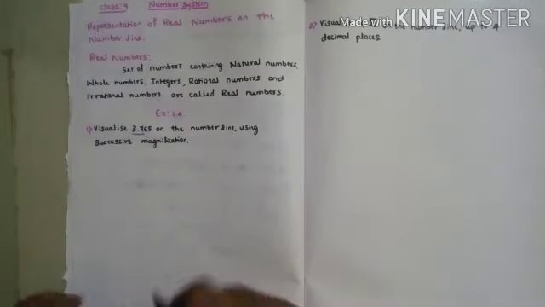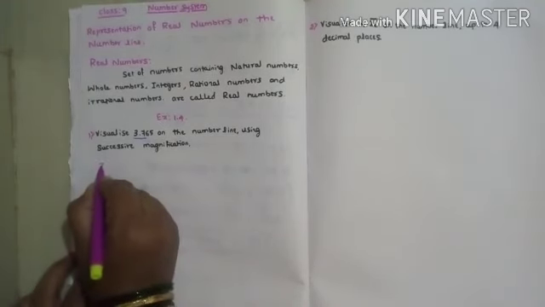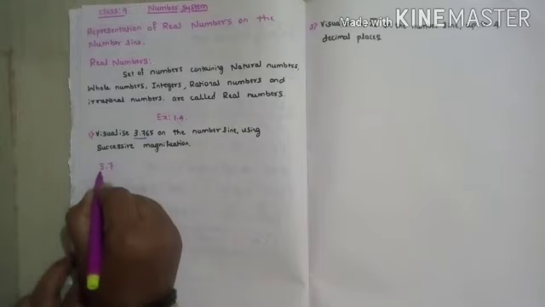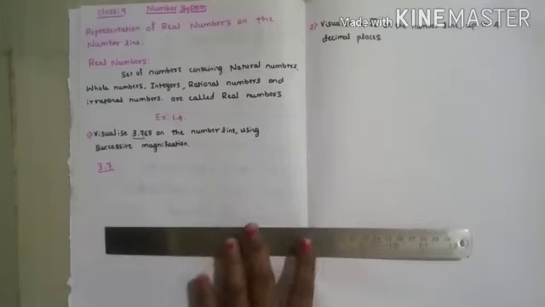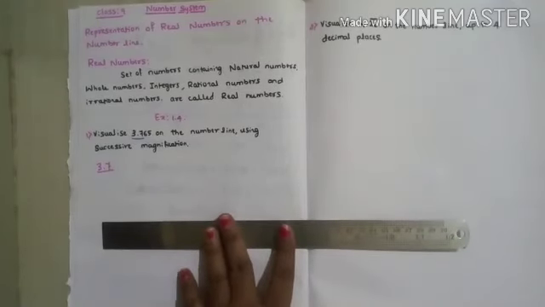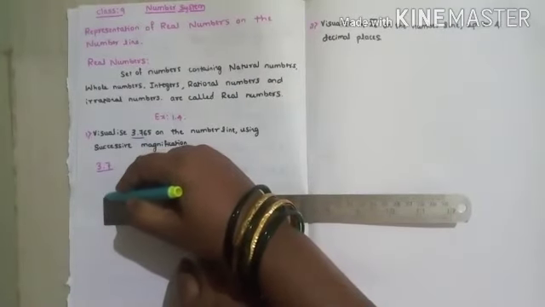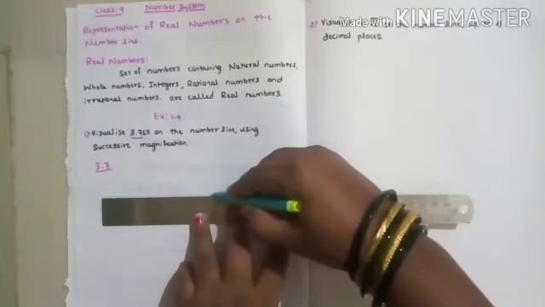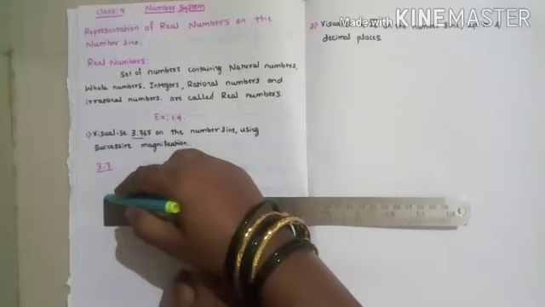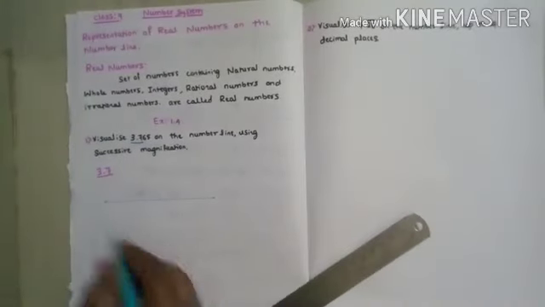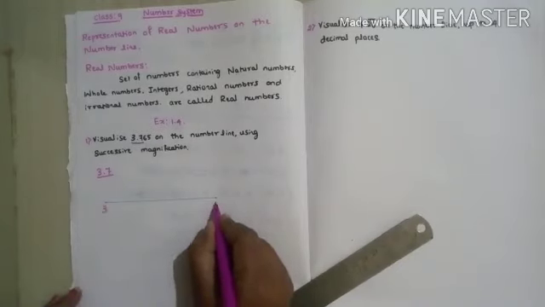First I will represent 3.7 on the number line. So only they have given successive magnification. 3.7 will come between 3 and 4, we know that already. So I will take a 10 centimeter line and draw it here. This starting point I will take as 3, and this point I will take as 4.